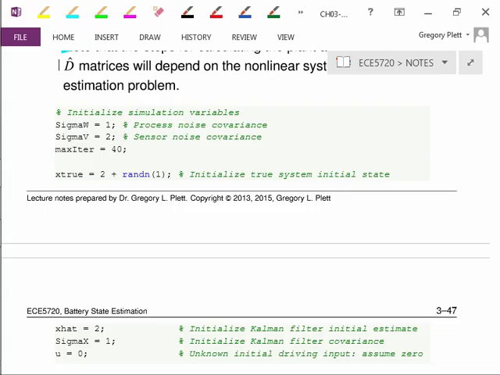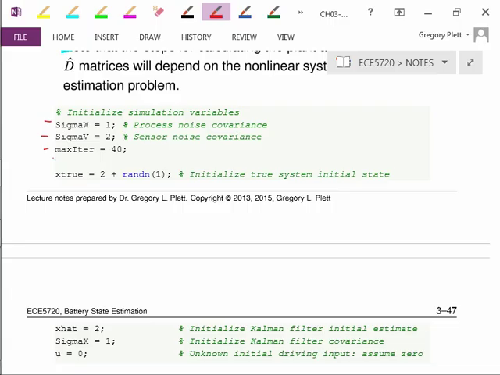We start out by defining sigma w and sigma v to be the given values for this problem, and I define a variable max iter which says how many simulation iterations or time steps I want to simulate, and that is something that's up to you.